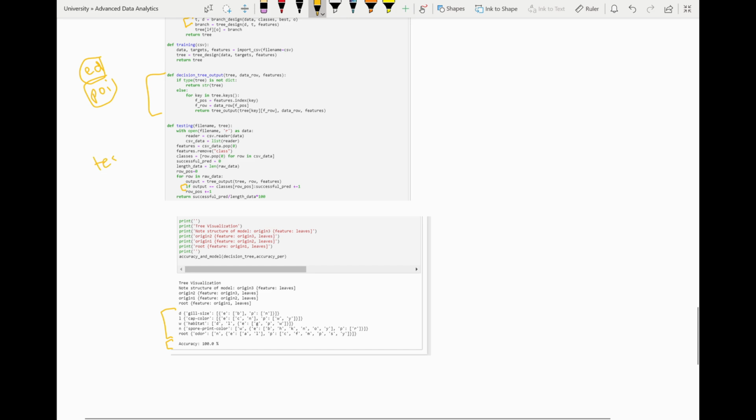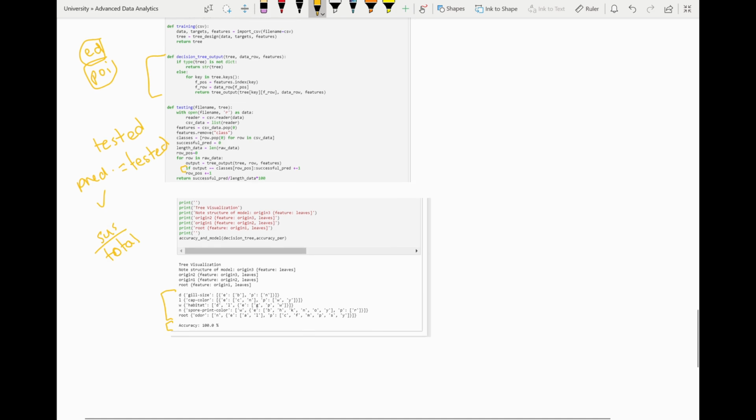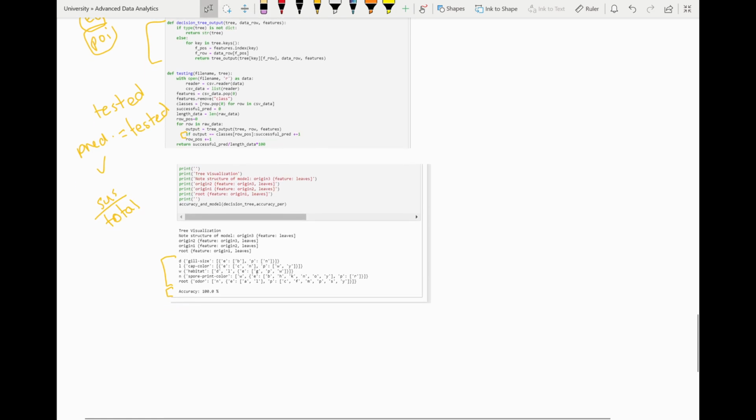And so if the prediction equaled the tested, then we basically said that's a success and we gained a point. And so the total amount of points was basically returned here as our successful predictions. What we did after that is our successful predictions was divided by the total lines that there were in the data, and then times by 100 because of the percentage. And that's how we got to our 100%, through that operation.